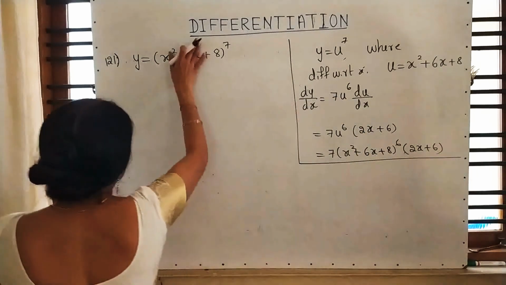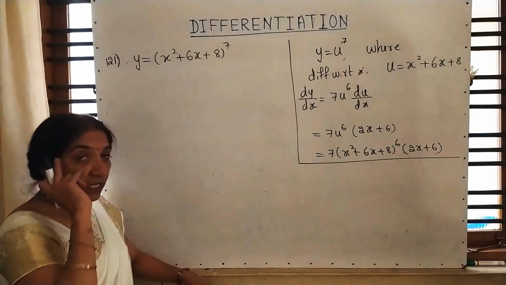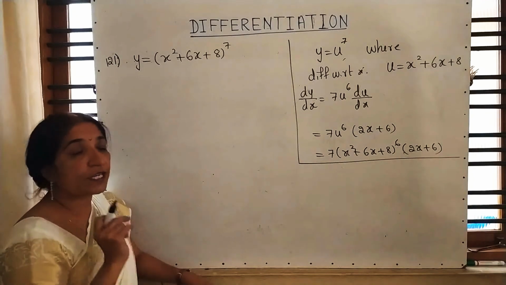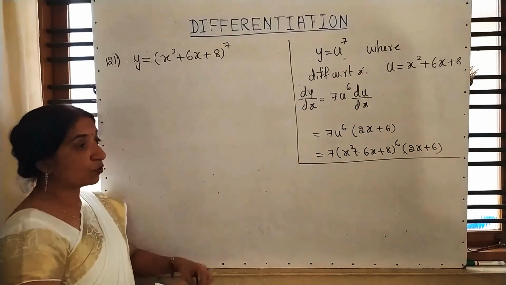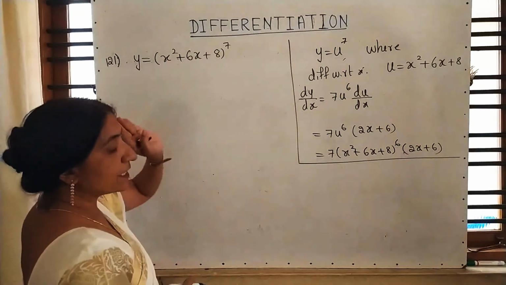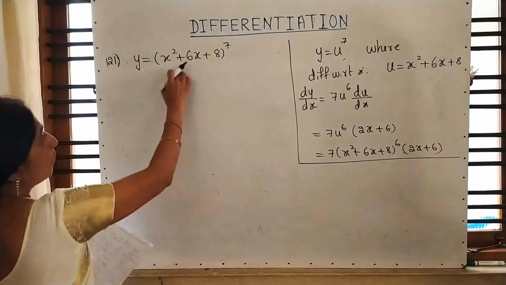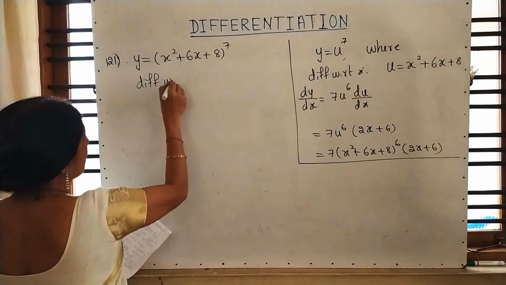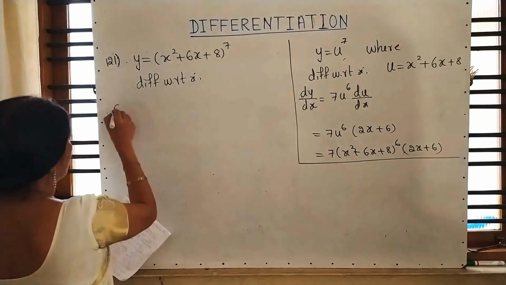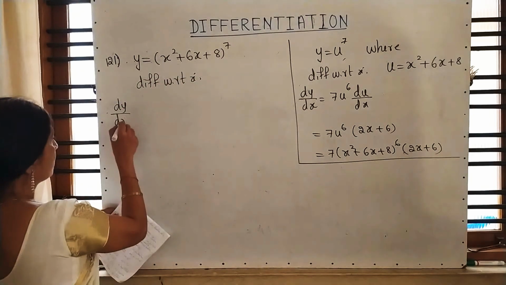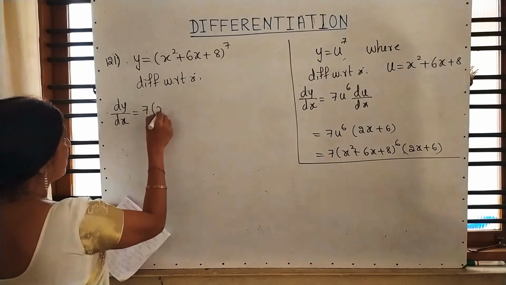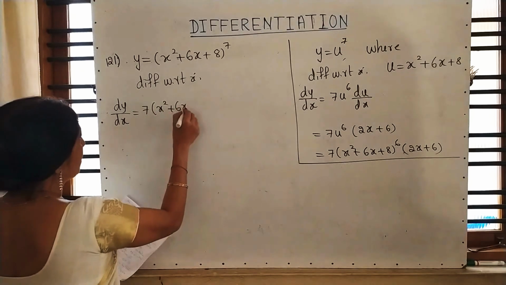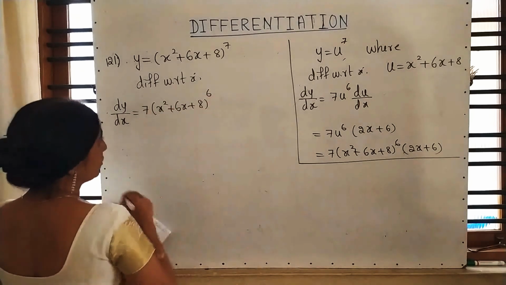Here, when you see this problem, in your mind you are getting a formula, x to the power n. As I told you, leave that base. Just think it is a single x. It is in the form of x to the power n. Differentiating with respect to x, 7 x square plus 6x plus 8 raised to 6.